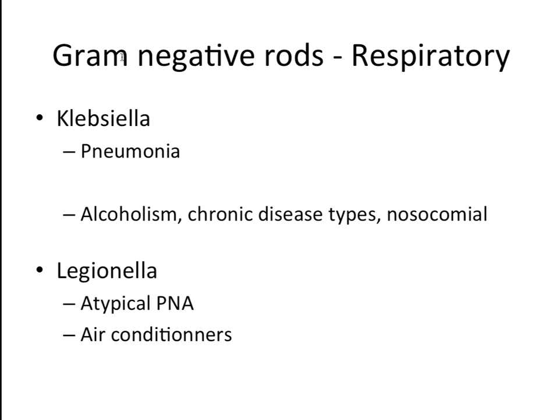Legionella. Legionella is an atypical gram-negative rod that was first recognized after an outbreak in 1976 at a Legionnaires' convention in Philadelphia. 221 people got sick and 34 died. The disease presents with symptoms of pneumonia, including fevers, cough, shortness of breath, and sputum production. But in addition, patients also often have GI symptoms, including vomiting and diarrhea, as well as neurologic symptoms such as confusion and ataxia.